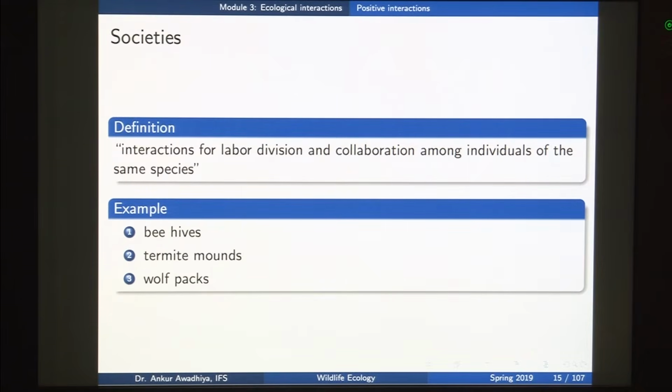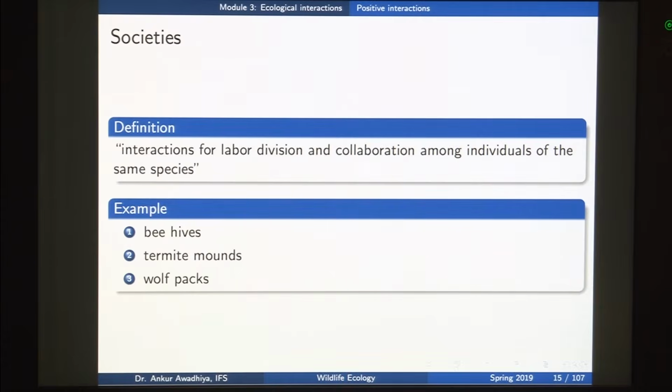So, in the case of the queen bee, her role or her labor is to give rise to a number of eggs, it is to lay eggs. The role of drones is to fertilize the queen, and the role of the workers is to go out for foraging, to get food from outside, to defend the nest, to build up the nest, to take eggs, and when these eggs hatch to feed the larvae and so on. So, there is a strict division of labor. So, these are also interactions for labor division and collaboration.